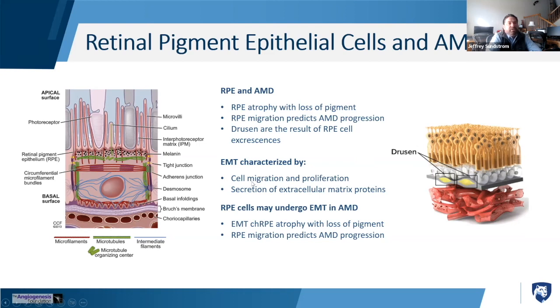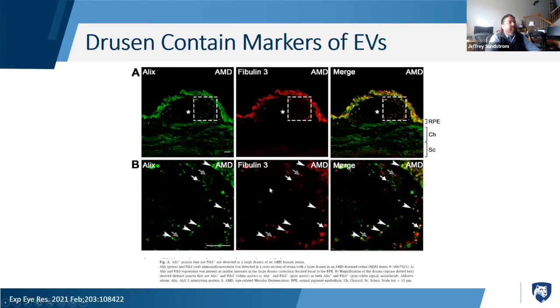As I mentioned, these cells are generally hyperpolarized, terminally differentiated, but they begin to acquire characteristics of mesenchymal cells where they migrate, proliferate, and secrete extracellular matrix proteins. In fact, other groups have done proteomics of human drusen and found that they're chock full of extracellular matrix proteins. And so our thought is that RPE cells may undergo EMT as a fundamental process underlying dry age-related macular degeneration.